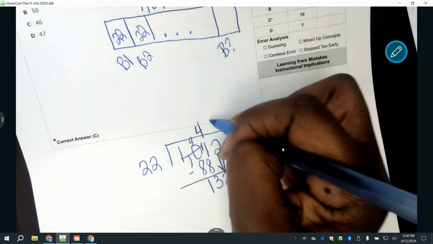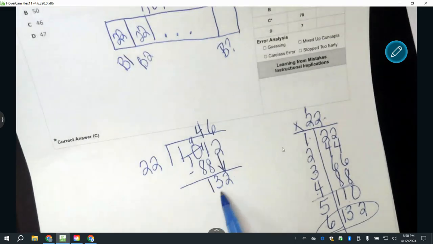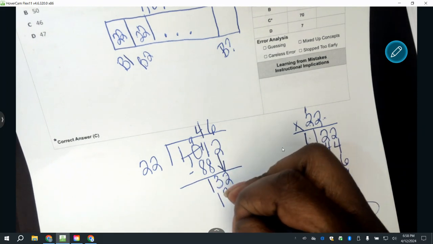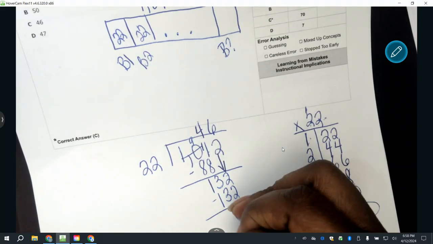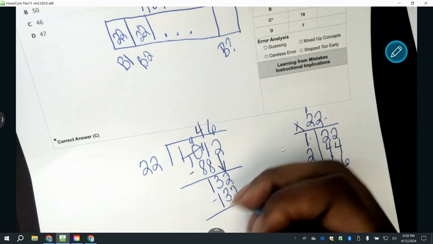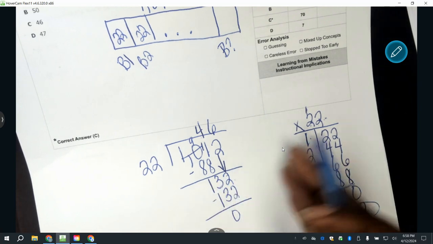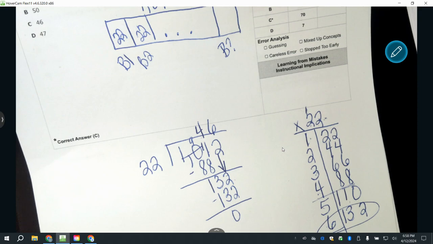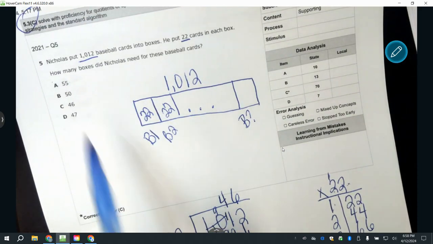So 6. 132 divided by 22 is 6. Look, I love when we have no remainders. Okay, I wrote it there. 132 minus 132 is 0. We don't have to continue on. So if we look at our answer choices, there's that 46.